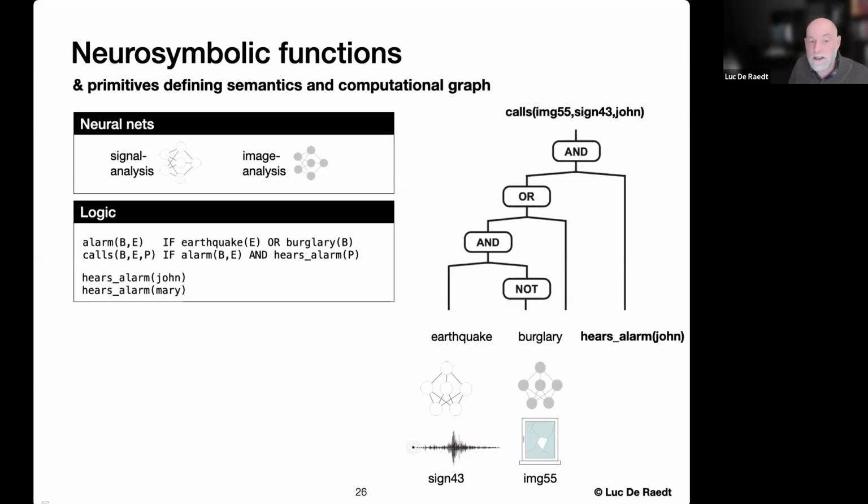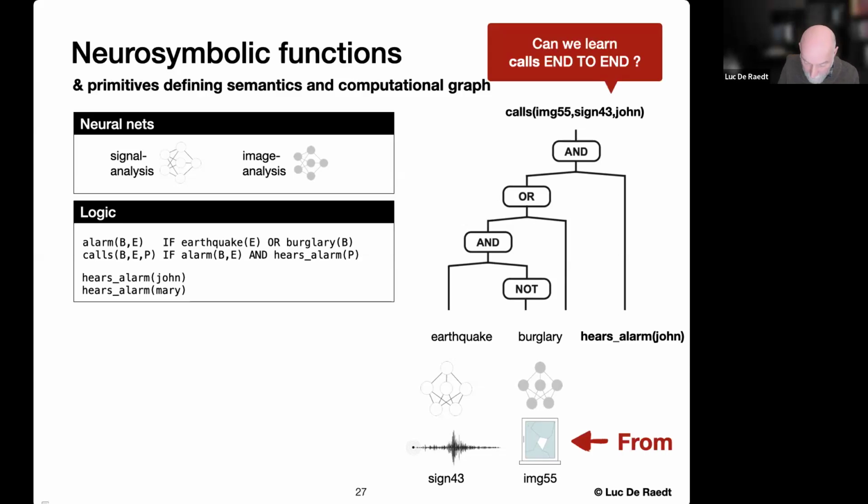You have your knowledge that is specified. Here, you specify when the alarm goes off. You also specify when somebody is going to call, basically. And with this logic, you can build the same kind of and/or trees that we've seen with KBANN and that we've seen in the neural theorem prover. You can build this structure.